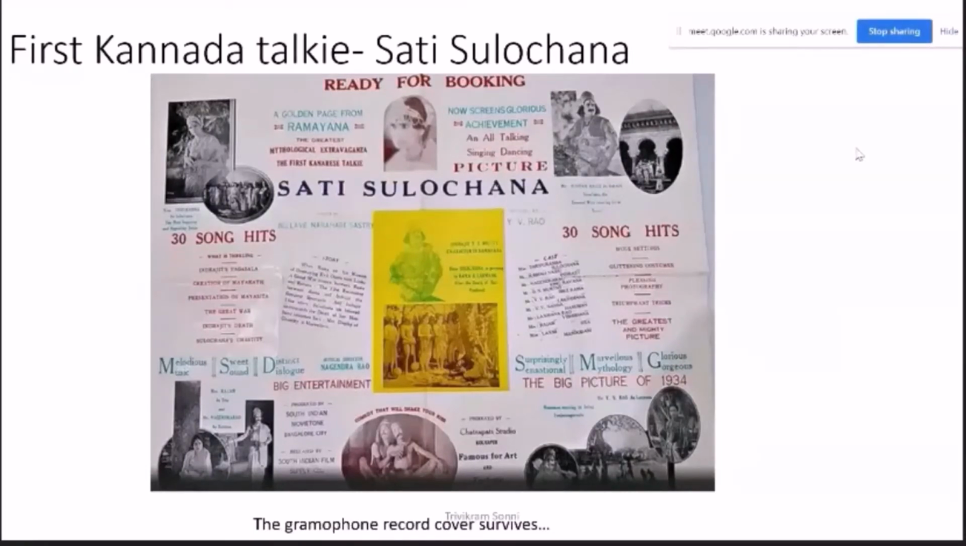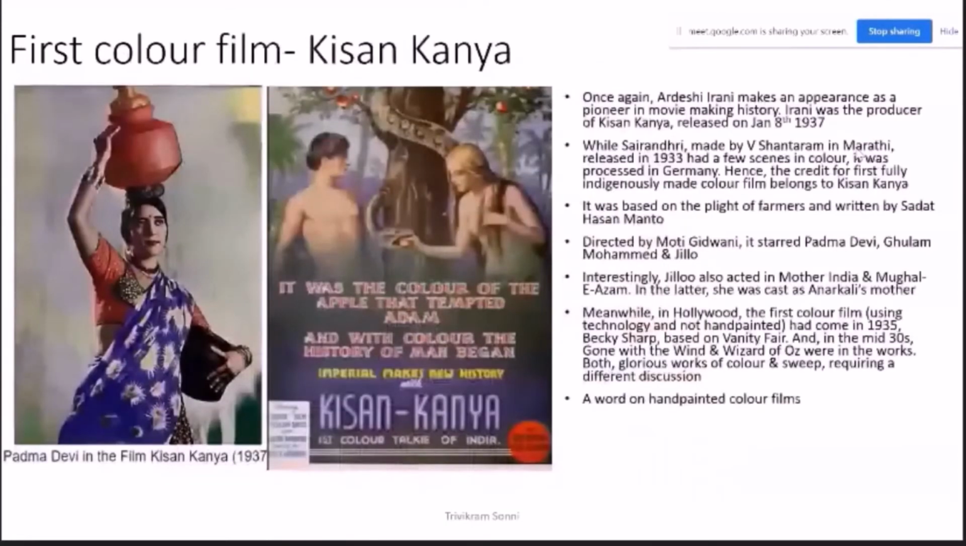Let's go to the next one. This is the first color film. It's called Kisan Kanya. Padma Devi played the lead. You see her on the left with three pots of water. If we can laugh at it, I don't think we should get indignant, because this is reflective of the times of a certain era. It's quaint. It's funny and quaint.